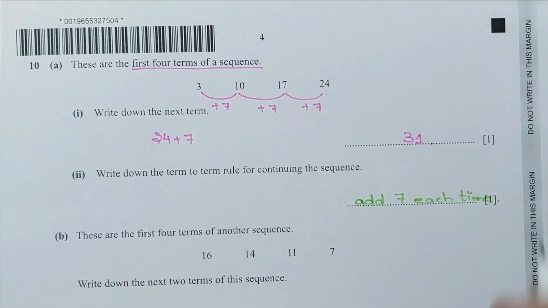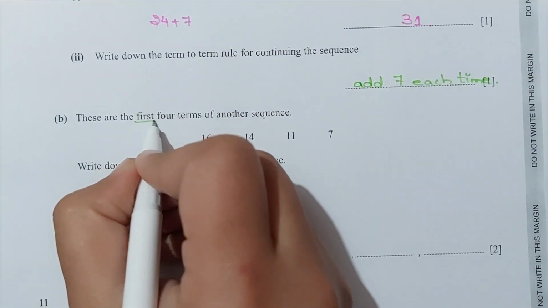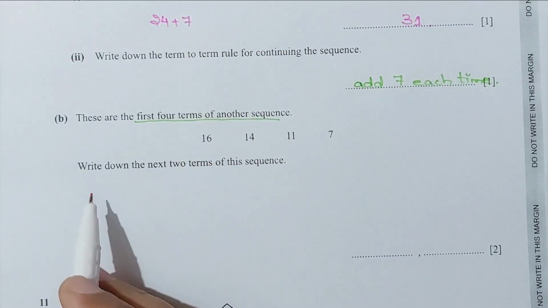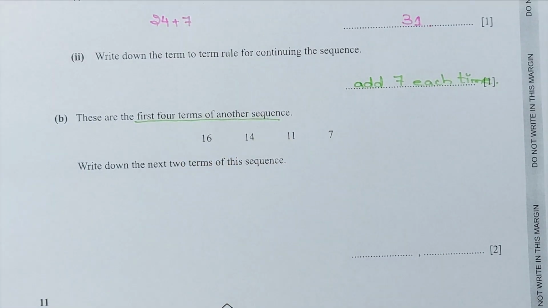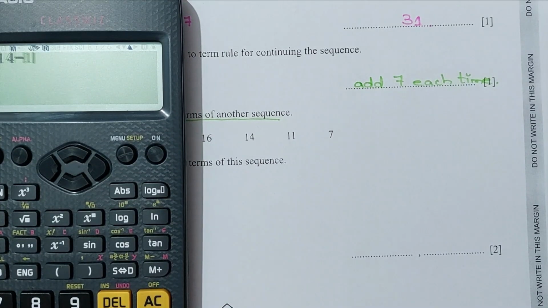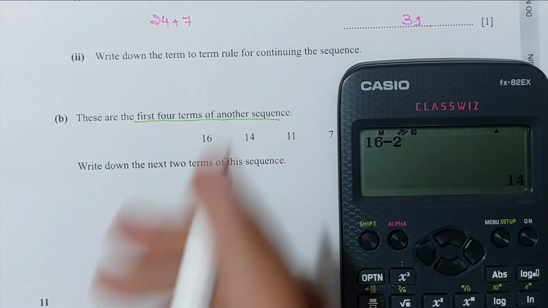Each time you have to add 7. Now for part B, these are the first 4 terms of another sequence. Write down the next 2 terms of this sequence. Okay, so the differences are 14 and 16. If in 16 I subtract 2, you will get 14.